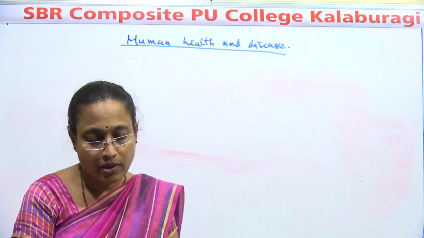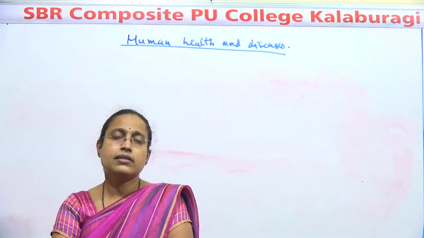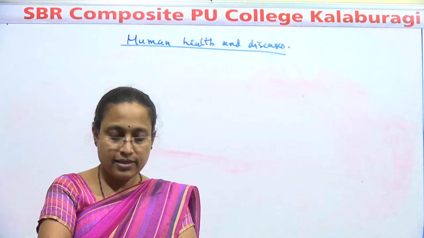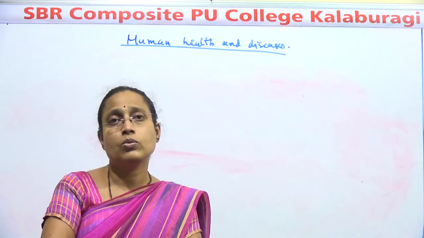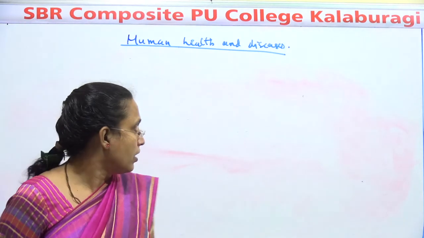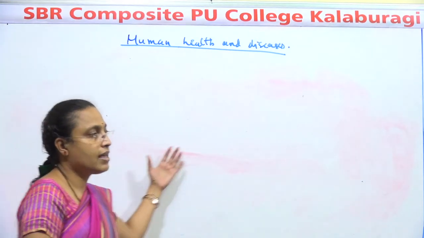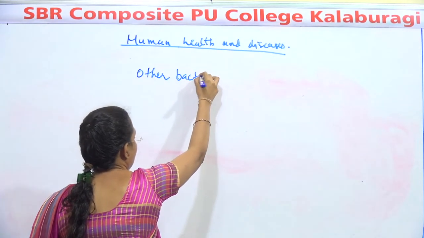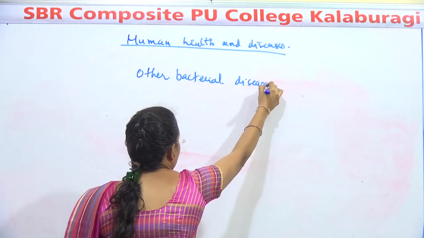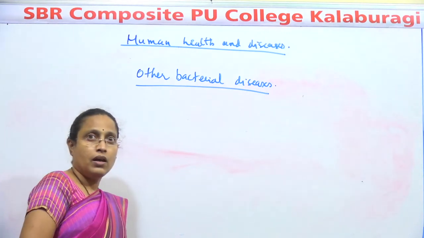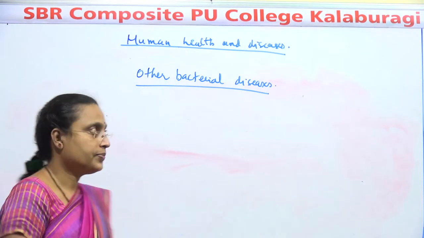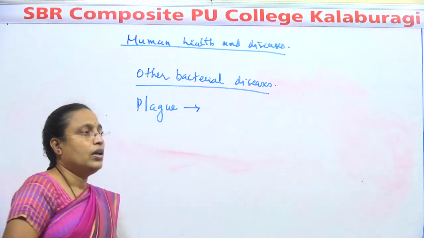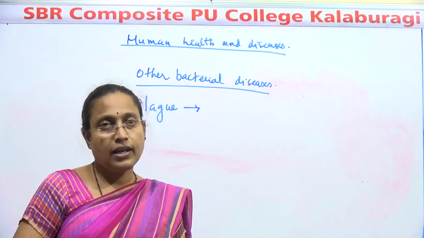Then next are the other bacterial and viral diseases, which are important but may not be mentioned in the NCERT. This topic usually falls outside of the NCERT. So I will tell you the list of the diseases as well as their causative agents. Other bacterial diseases: first one, let me tell, plague. Plague is caused by Yersinia pestis.